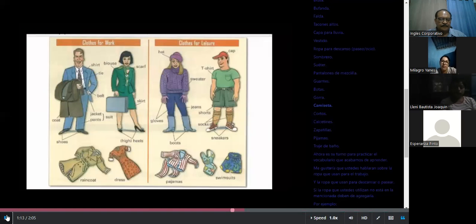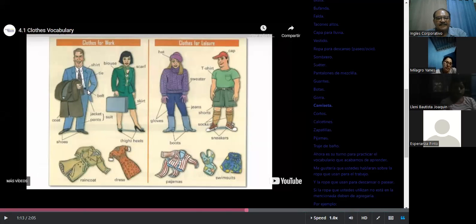Okay. Cap. Okay, here we have, for example, the shirt, right? This is the shirt, the tie. We have the belt, the jacket, the pants, the coat, shoes. And for the lady, we have the blouse, the high heels, the skirt, the scarf, and that's it, right? Blouse, skirt, shoes, high heel shoes, and the scarf, the raincoat, and the dress.